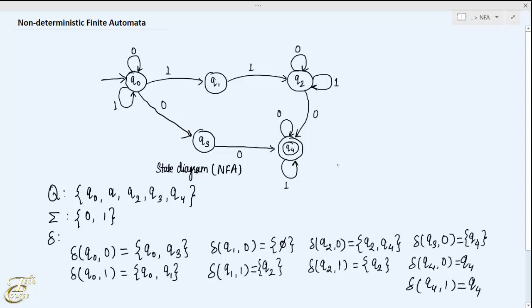Similarly, the next component is Q0 that denotes the starting state, and in this state diagram, the starting state is also Q0. Finally, the last component is F that denotes the set of accepting states, and in this state diagram, the accepting state is Q4. Now these are the five tuples for this state diagram.